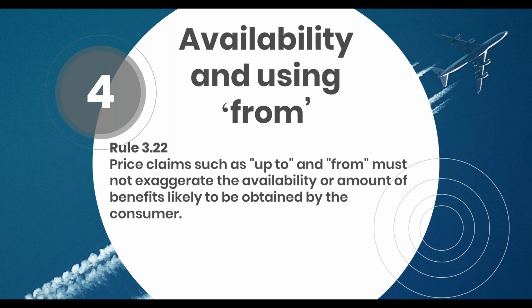But even where advertisers do state "from", this isn't necessarily enough on its own. When using a "from" price, advertisers are responsible for ensuring that a significant proportion is available at the "from" price advertised. What's considered a significant proportion will depend on the ad and what's being advertised. If you want more information on this, you can read our guidance online or contact Copy Advice.